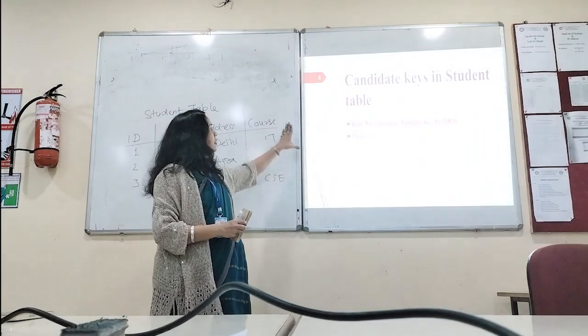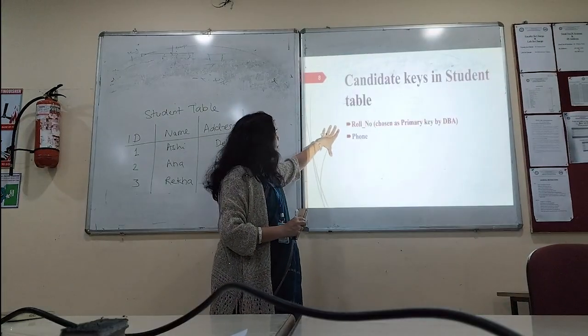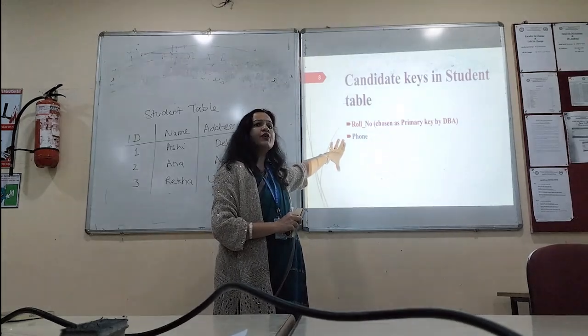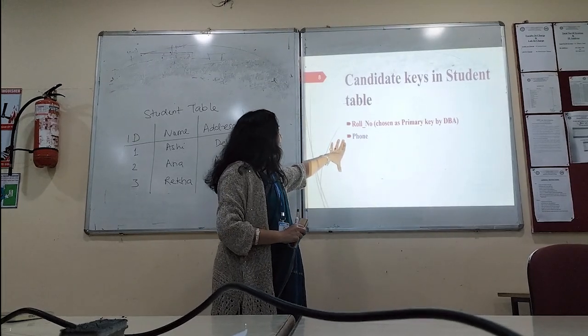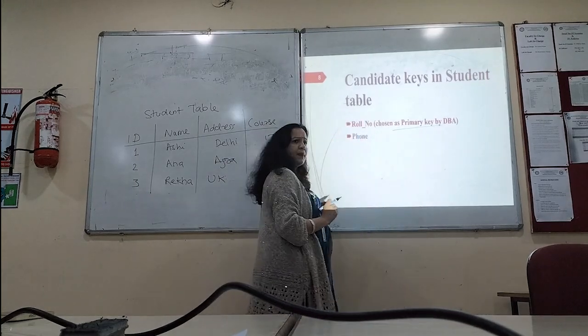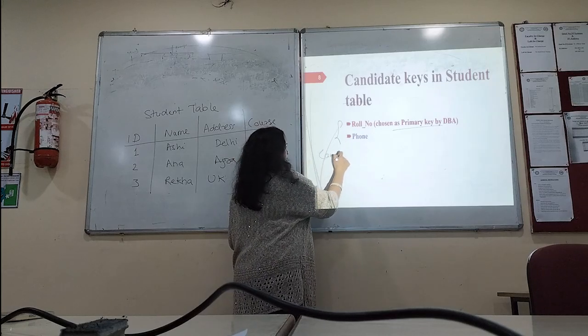So this is the example. The candidate keys in the student table were roll number and phone because both had unique values, right? They were uniquely identifying the rows, right? Now we have chosen roll number as the primary key, so this will be the primary key and both will be the candidate keys.